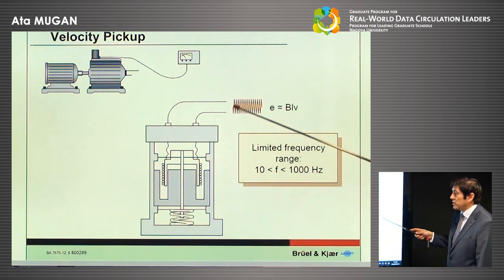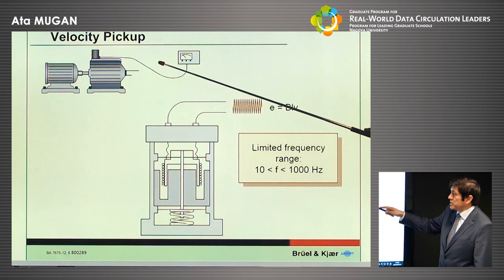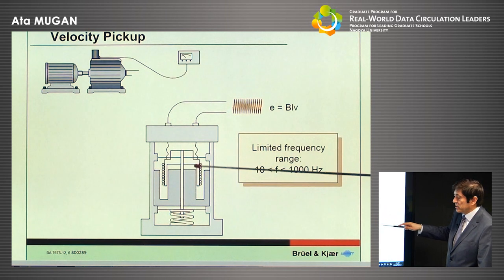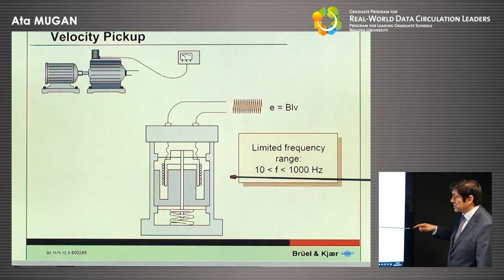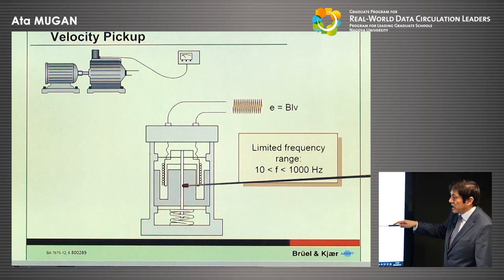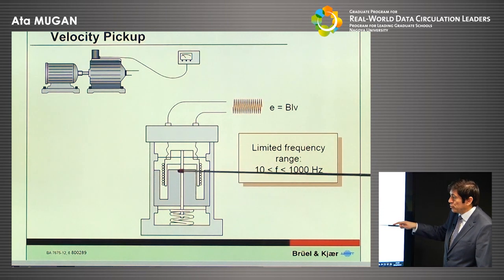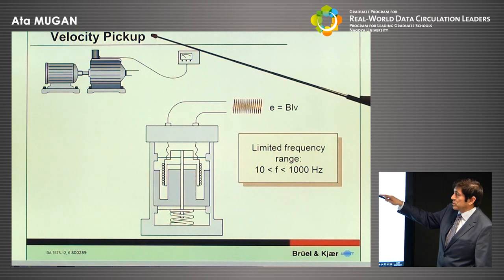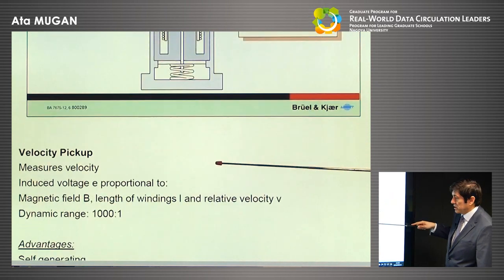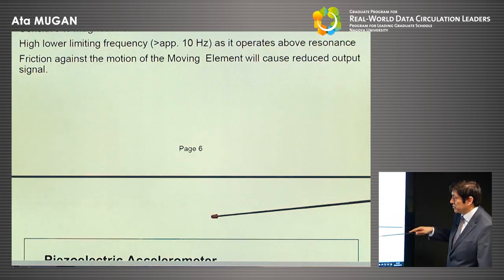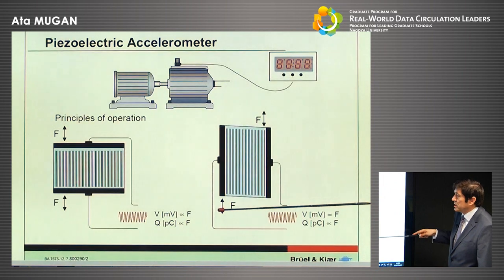We use piezoelectric accelerometers. To measure velocity, we can use actually this kind of coil. We call them tacho generators. It's good in the range 10 to 1000 hertz. And as the metal component moves, it generates electricity. That's how you get information about the vibration velocity. Again, these are advantages, disadvantages, and practical knowledge about it.